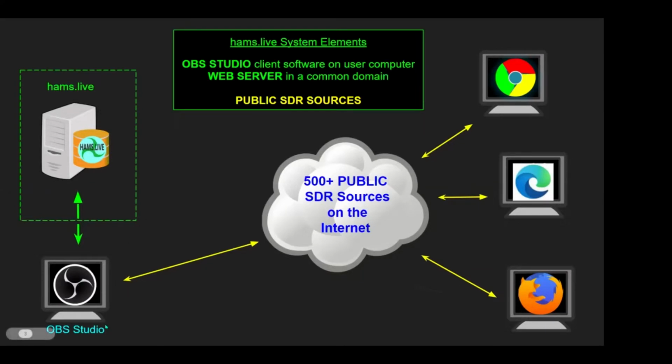So the user would be running the software here as a client, and they would already be logged into the system. And then when they chose an SDR, then the communications back to the SDR looks just exactly like it would if you were using one of these other browsers. The difference is that hams.live has embedded the options and the control information along with the link that goes back. So it makes it much easier to manage the various SDRs.